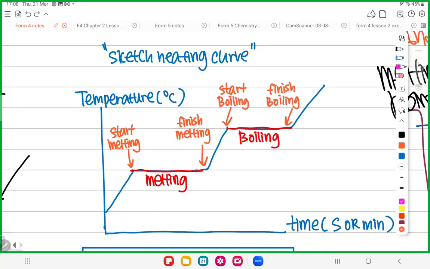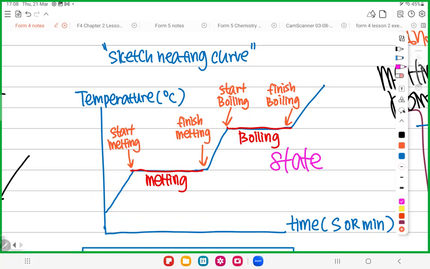I told you, in a heating curve, when you have two horizontal lines, the first horizontal line is melting, the second one is boiling. This is where melting started. This is where the melting ended. This is where the boiling started. This is where the boiling ended. And they always love to ask you the state.